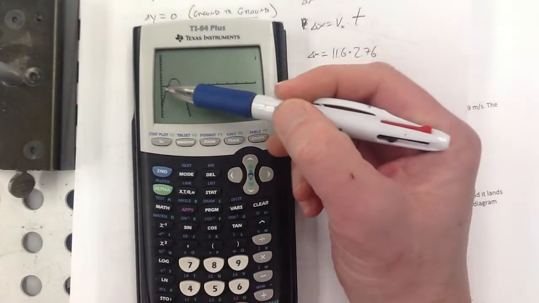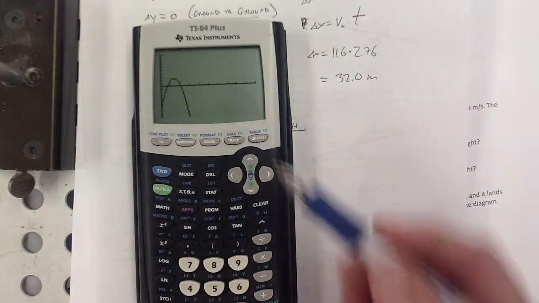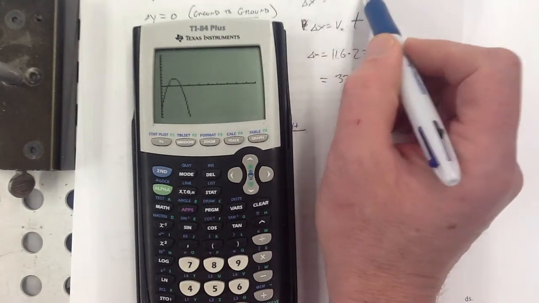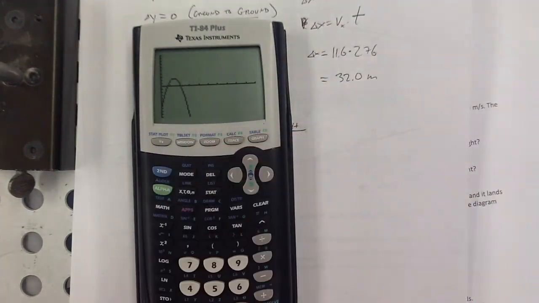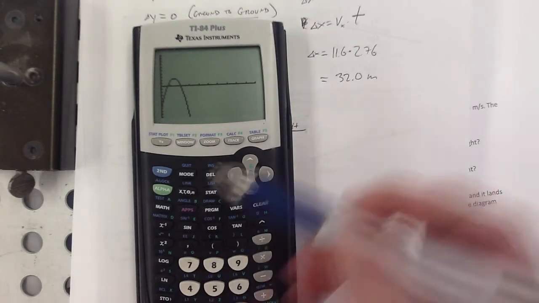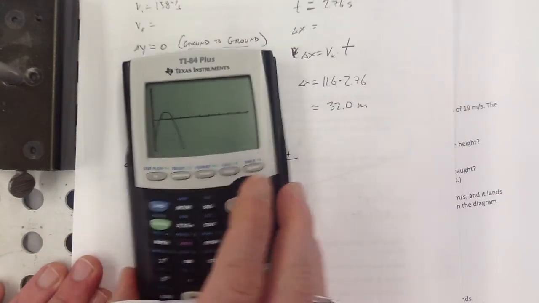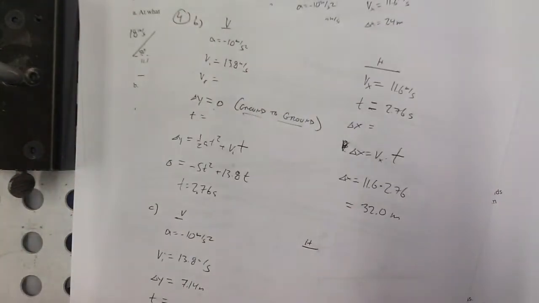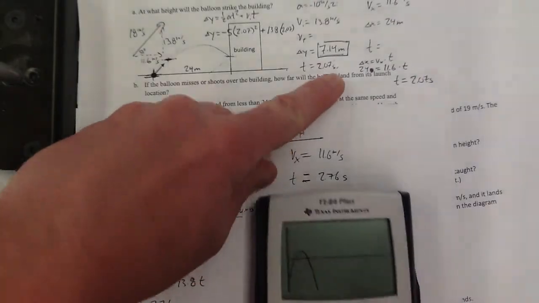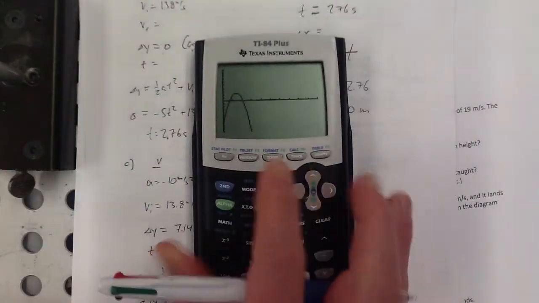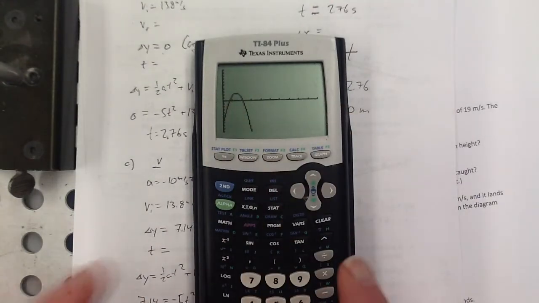So you can see there's two different times that we get here. This is the one that we found. Sorry, that's not the 2.76, it's the 2.07, right, that we found in part A. But you can see there's another time. So now we have to be a little bit more careful.